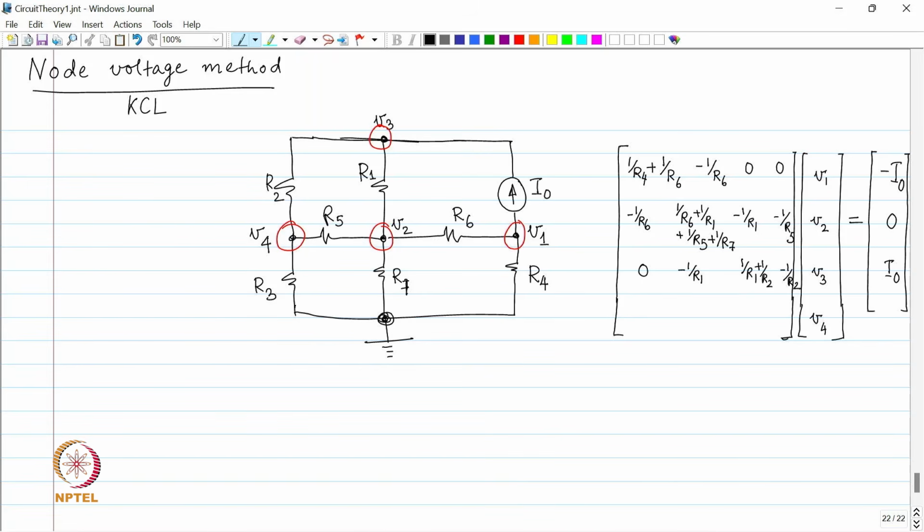And at node 4 what do you see? At node 4 you see (V4 - V3)/R2 plus (V4 - V2)/R5 plus V4/R3 is equal to 0.